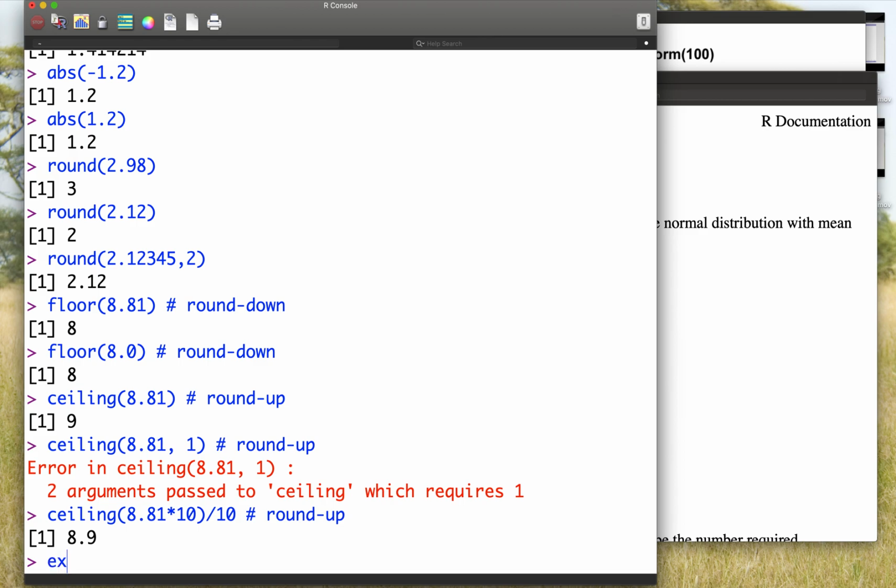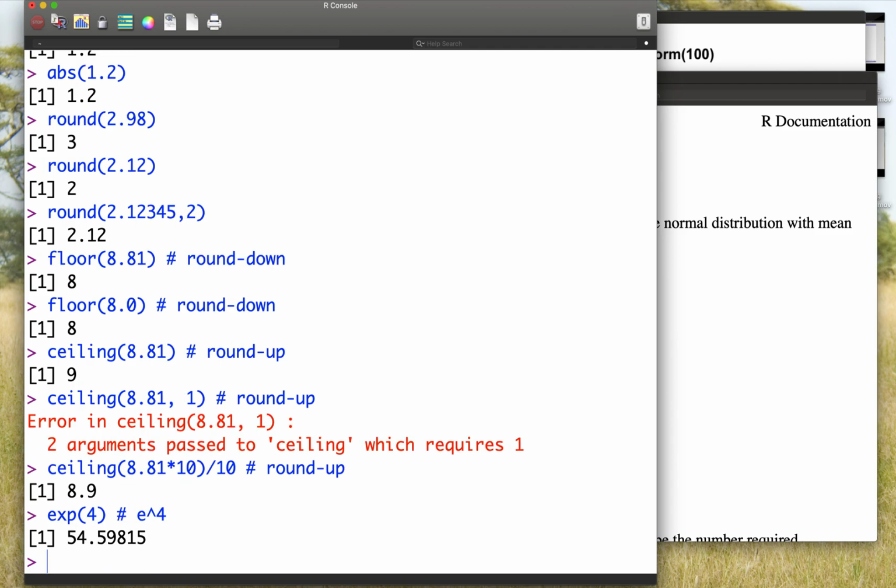Some other functions: the exponential function, so e to the power 4, for example, is exp(4). This is again a function. And then log base e of 10.